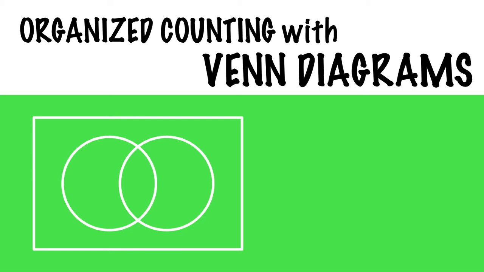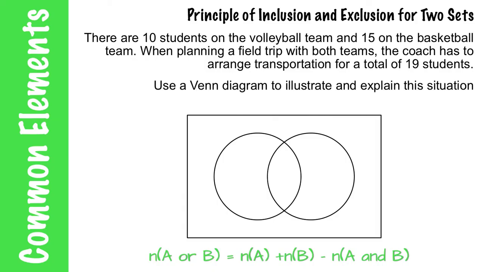Organized counting with Venn diagrams. The principle of inclusion and exclusion for two sets, which brings us to the concept of common elements and the formula that's involved with two sets.